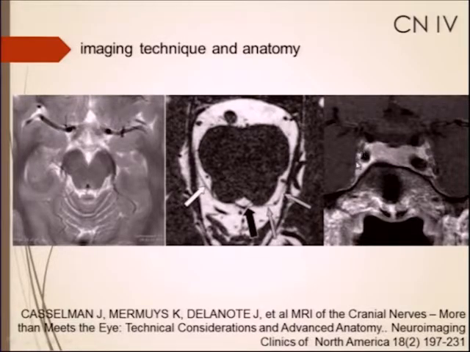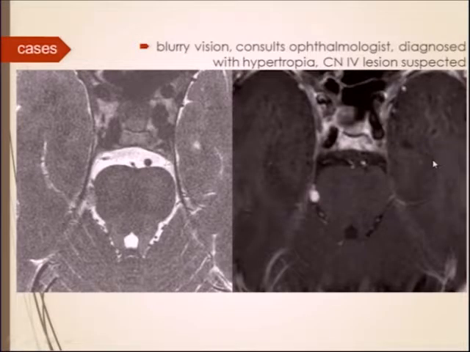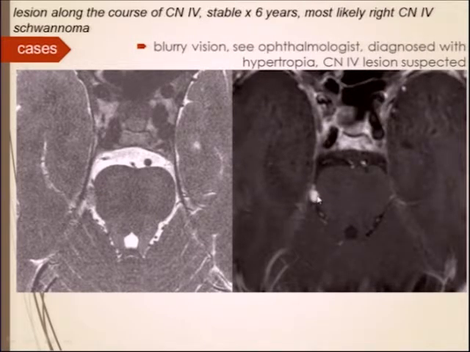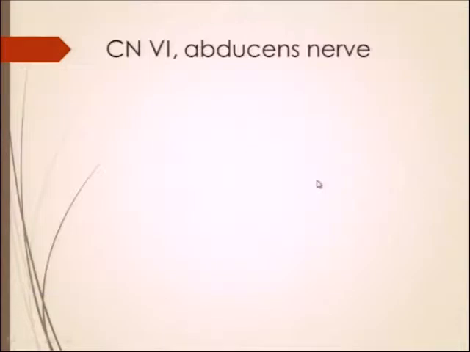It lives right beneath the third cranial nerve here and here on the left, and then continues out through the superior orbital fissure. So this patient presented with blurry vision, was diagnosed with a hypertropia, and has a lesion right along the course of the fourth cranial nerve that enhances. It's been stable now for 6 years, so we're calling it a fourth nerve schwannoma.